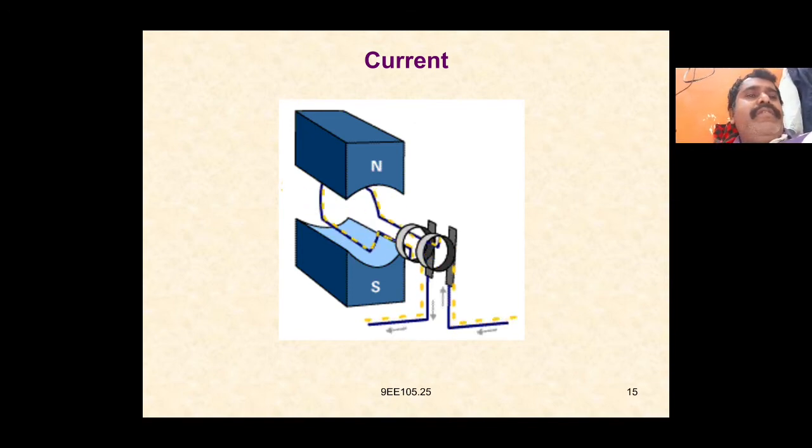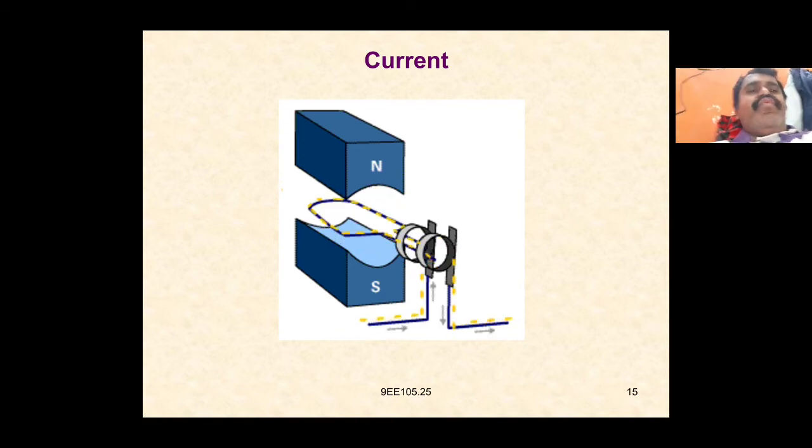The conductor moves in between the two poles. This principle is applied in the case of generators. We can say it is a moving coil instrument here. N and S are the electromagnets. In between them the conductor is moving, and the two ends of the conductor are connected with the two slip rings.